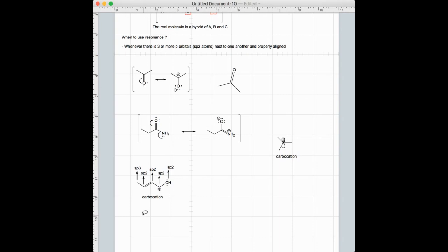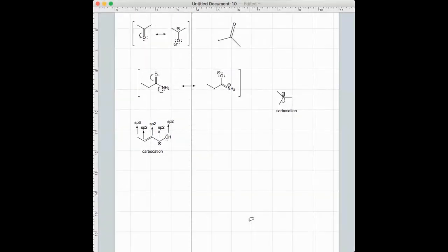So according to this picture, we have 1, 2, 3, and 4 sp2 hybrid atoms. So is this a delocalized system? It is. So a single structure doesn't really show the real structure of this ion. So we need to use resonance theory to show the different structures.